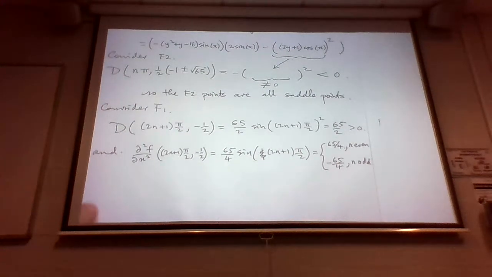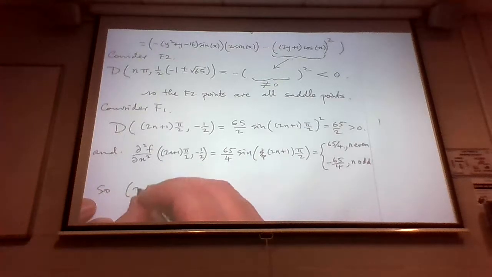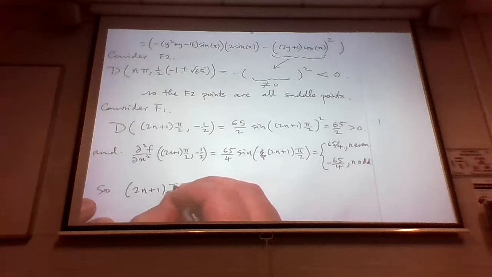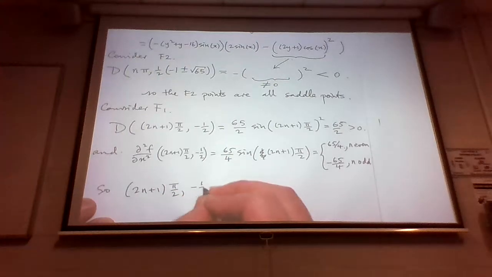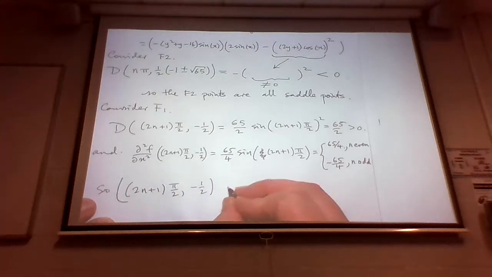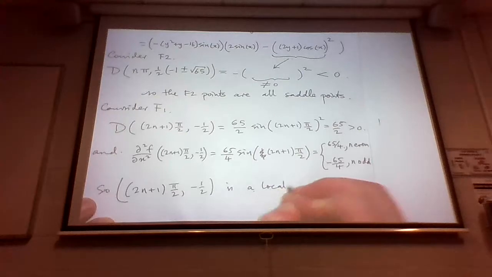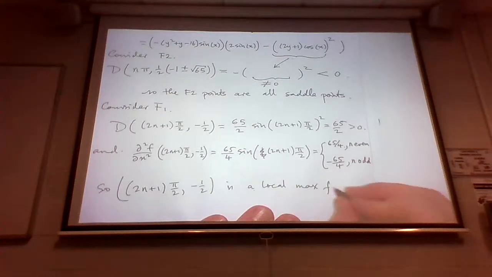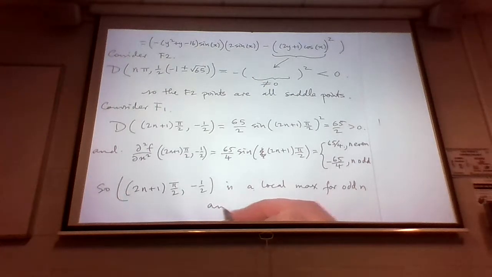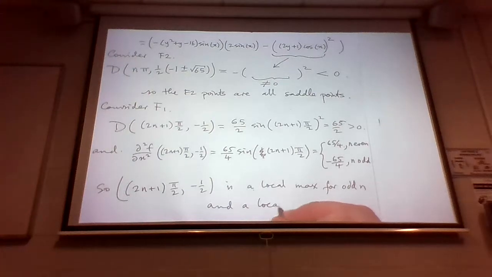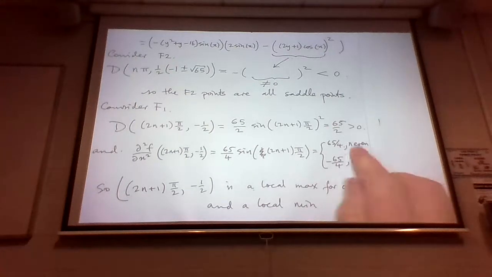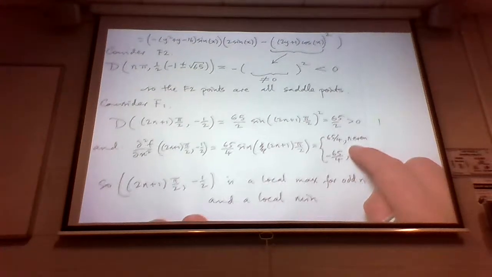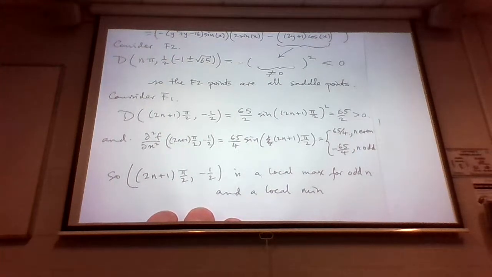depending. Okay? So the point 2n plus 1 pi over 2 and y equals minus 1/2, this point is a local maximum. It's a maximum when the second derivative was negative, for odd n, and a local minimum. It's a local minimum when the value of d2f dx squared was positive, so that's for even n.